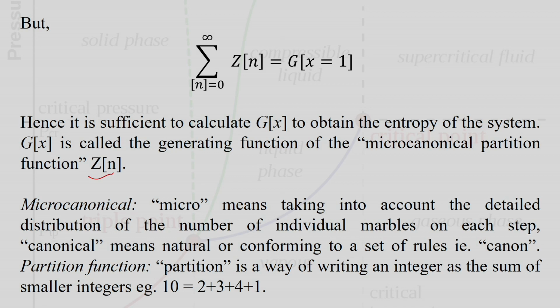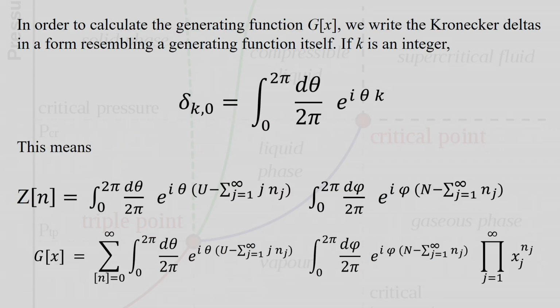And canonical actually means conforming to a set of rules. Canon is just a rule book, as it were. So, partition function, the word partition is a way of writing an integer as the sum of other integers. So, for example, you can write 10 as 2 plus 3 plus 4 plus 1. So, this is an example of a partition. So, the partition function basically tells you how many ways in which you can partition an integer. So, in this case you are constrained also by those requirements, that the total energy and number of particles and so on. So, now how do I calculate this generating function?